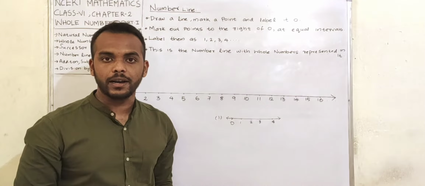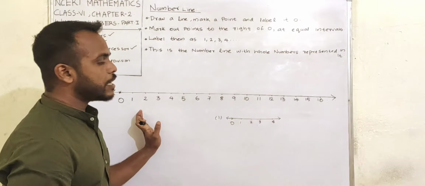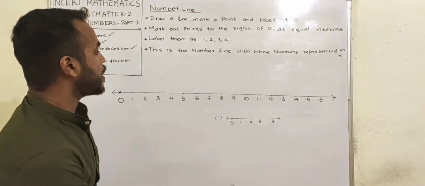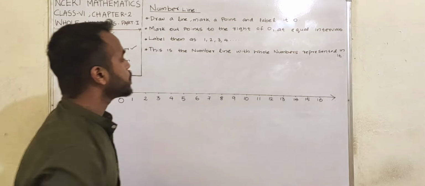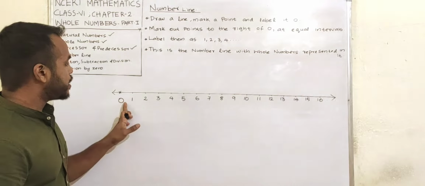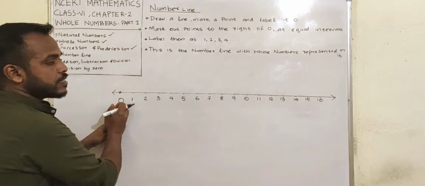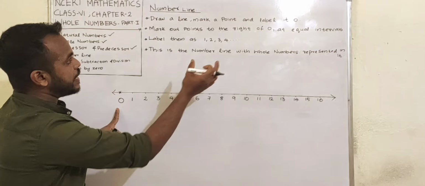So this is your number line. I have completed all the steps for a big number line. Please look at the number line on your whiteboard. So this is how it works. This is the point 0, and we are marking out points to the right of 0. So this is the right side of 0 at equal intervals.